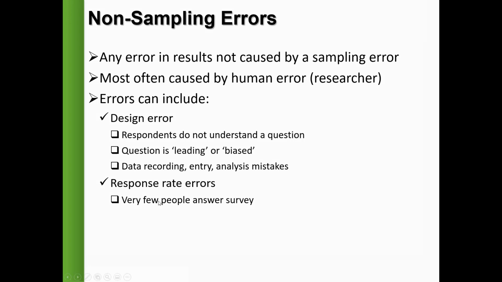Okay, response rate errors. Very few people answered your survey. So these are errors. And when you find errors in your research, these go in the ways to improve future research section of your research paper.